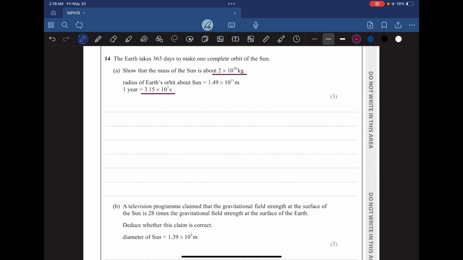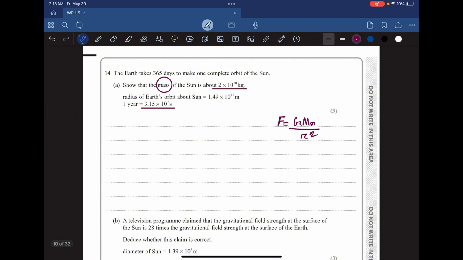Alright, so basically one formula that we all know is force is equal to GMm by r squared, right? Force is equal to GMm by r squared. Now you might ask me, why am I bringing this force formula right here? The question has asked me to figure out the mass of the Sun, and why did I bring out the force? The reason is because the Sun has a mass, so does the Earth.